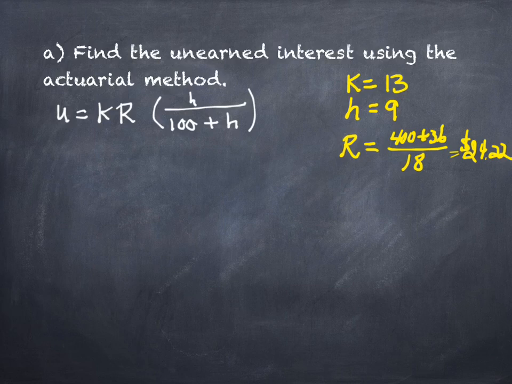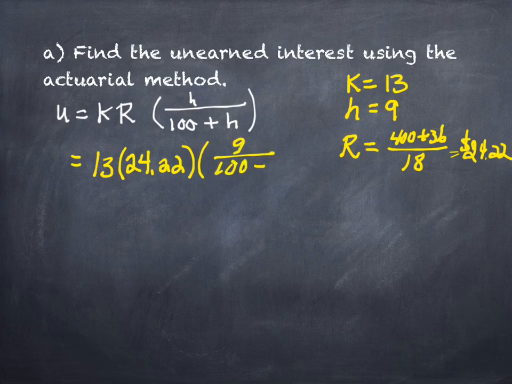It's kind of tight. All right, so K is 13 times R, which is, that's H. This is the 24.22 first, right? And then I've got H, which is 9 over 100 plus 9, or 109 for that component. What did you get? Did I do it wrong? I think so. It should be more than that. I should have grabbed my calculator. I have a slightly smaller amount, but I might have an error too.